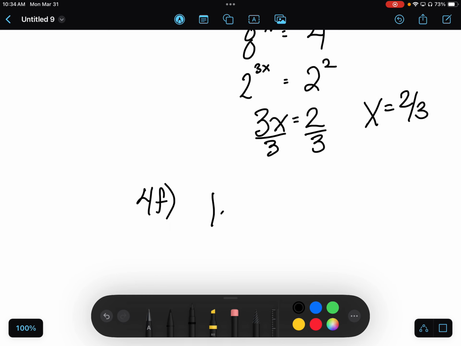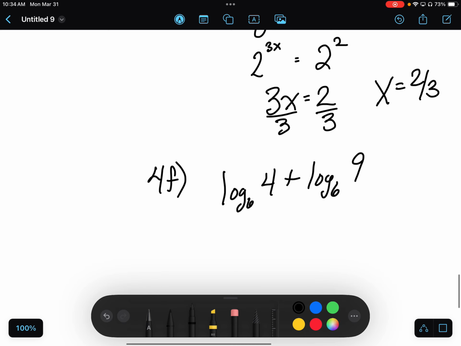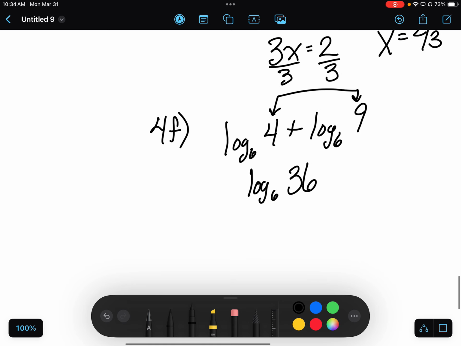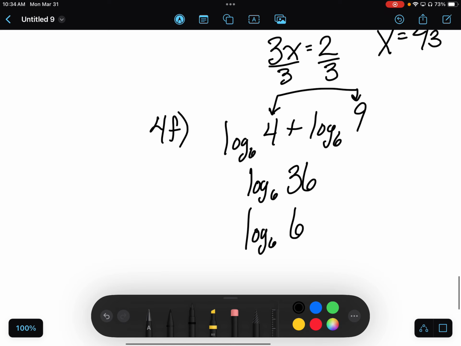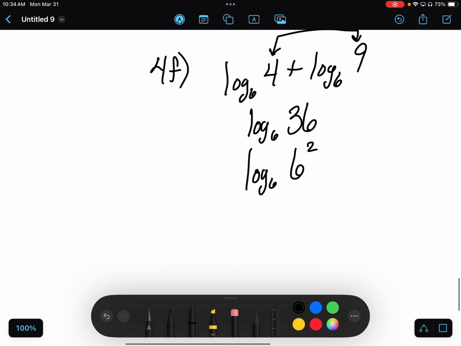For f. On their own, they cannot, but together they're better. What's adding the same as? Multiplying. That's one of the laws. So if I multiply the 4 and the 9 together, what's 4 times 9? 36. Can 36 be rewritten to some power, like 6 to some power? Probably. What was it? 6 to the second. And if the 6's match, then they cancel and you're left with just the number 2.